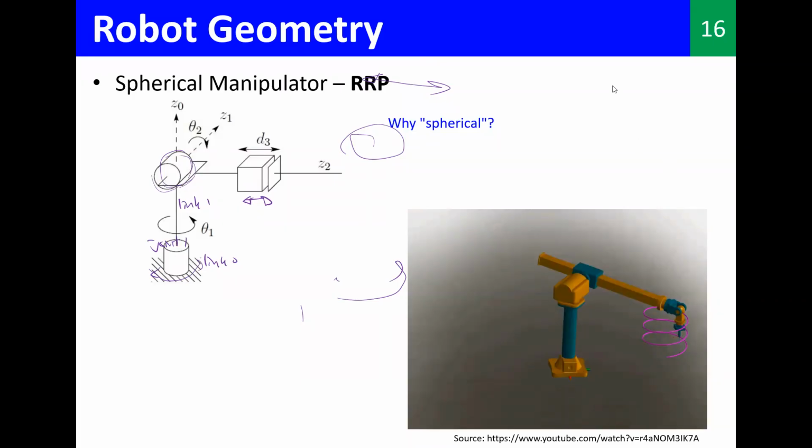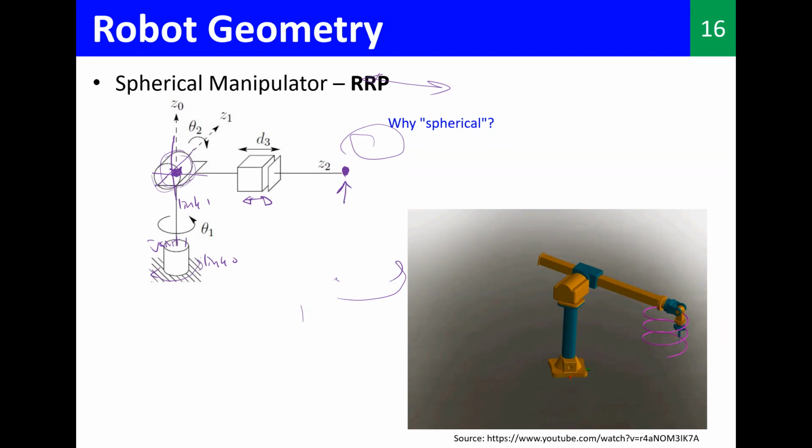So the reason is actually we can represent here this position of the end effector. Let me draw it. So this one. So that can be described using spherical coordinates from this point where these z axes all meet. So here we have z0, z1, and z2. So from that position, we can describe this guy using spherical coordinates.